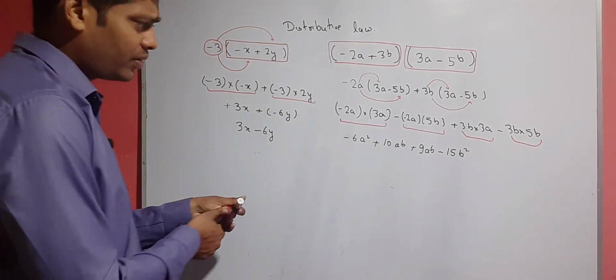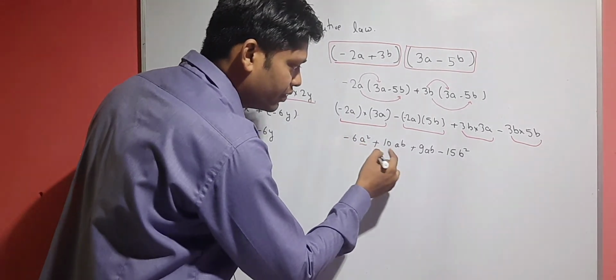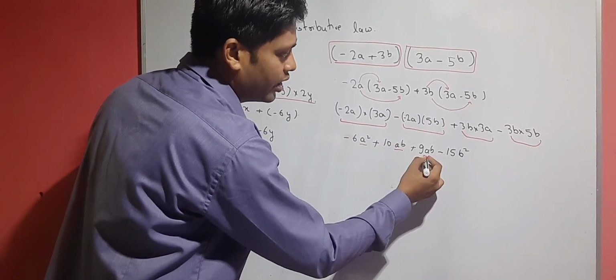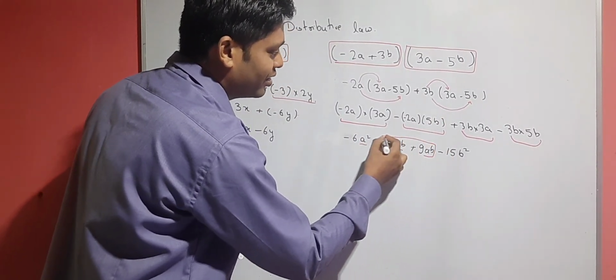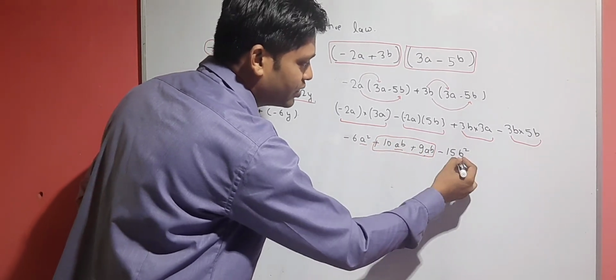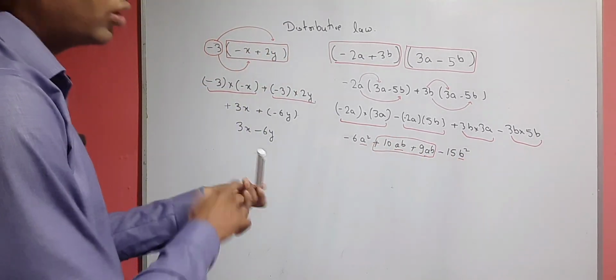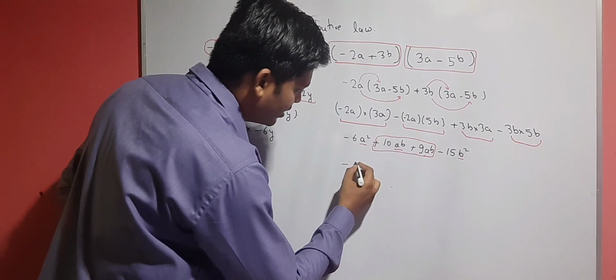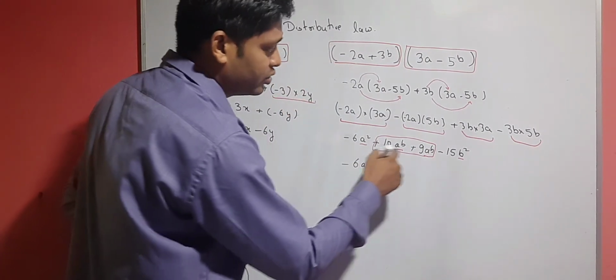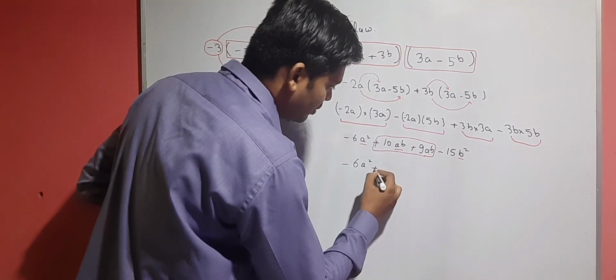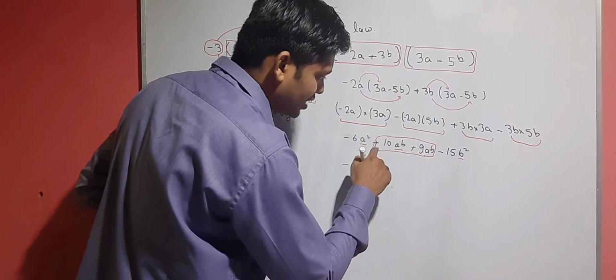Now, any like terms? a square anywhere? a square is not there. ab anywhere? ab is there. So these two are similar terms, like coefficient; b square, nothing. So you have to solve these two. How to solve? Minus 6a square as it is. These two are similar, so you take the plus sign, both having plus sign, so plus plus plus you have to do.